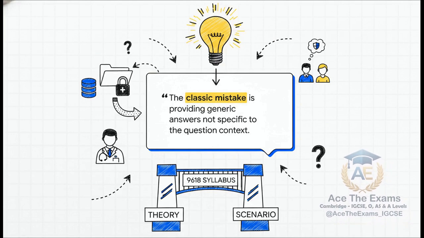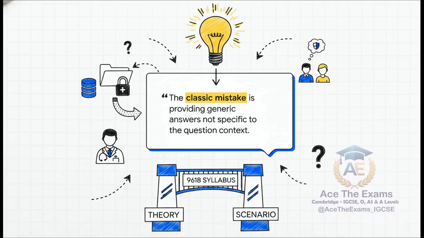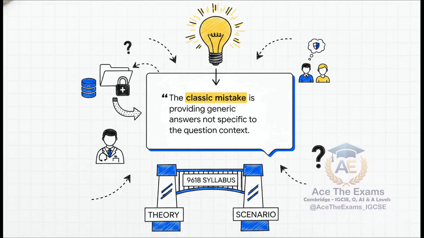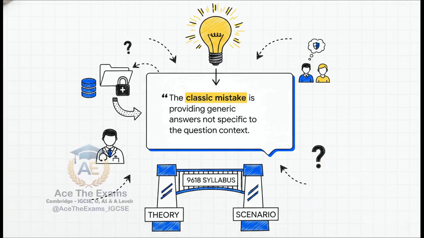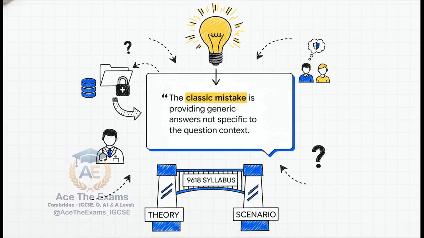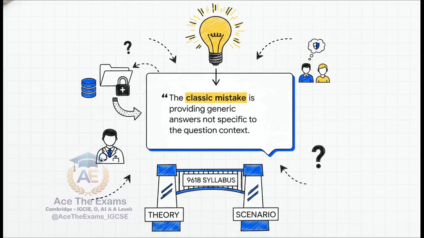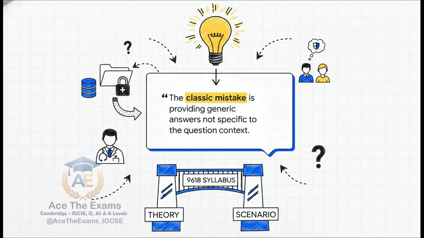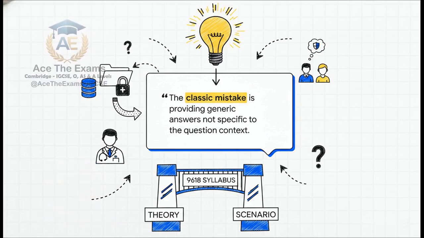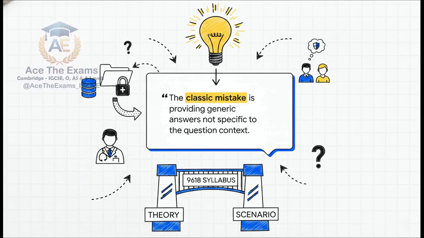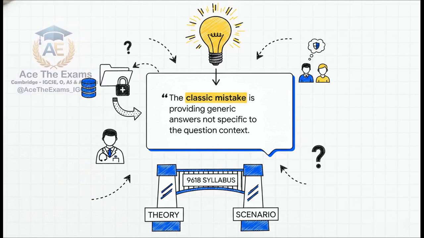Look at this quote pulled directly from the principal examiner report. The classic mistake is providing generic answers not specific to the question context. Always link every point to the given scenario. Guys, this is the ultimate trap for students. If the question asks about a hospital's patient database and you just write a generic definition of a password without mentioning doctors or patients or medical data confidentiality at all, you will drop marks.